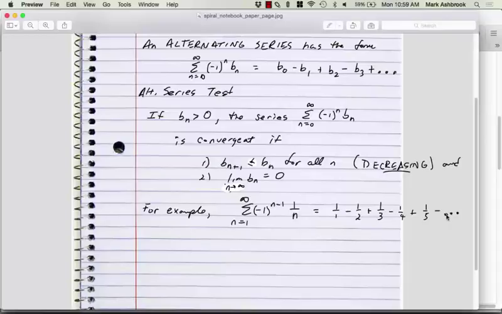Divergent or convergent? Do we shift the signs? What's that? Because the first one is negative 1 to the power of 1 minus 1, which is 0. Convergent or divergent?